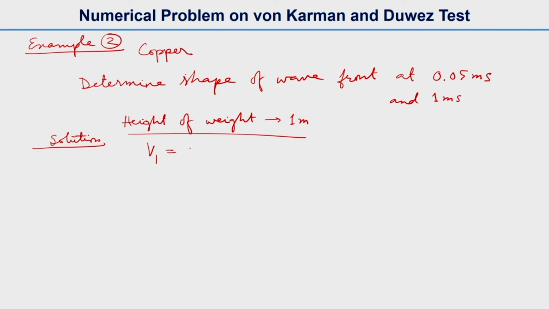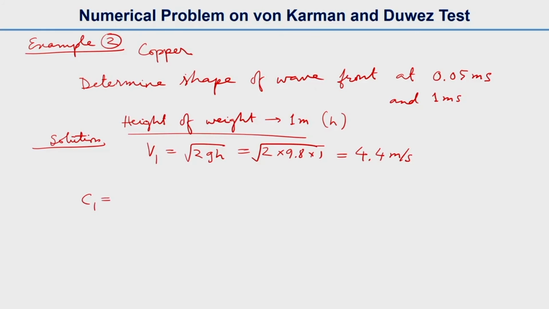So V1 is nothing but √(2gh), h is this one, 1 meter. So this will give us √(2 × 9.8 × 1), which is 4.4 meter per second. So that's the impact velocity of the weight hitting the lower end of the wire.